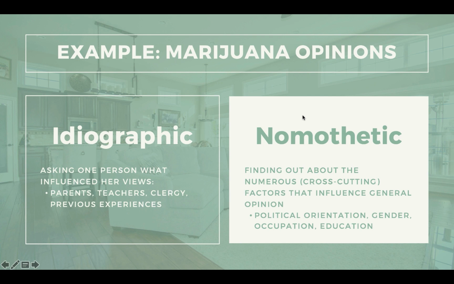And that is what we call an idiographic approach. It's looking for all possible X's that lead to one Y. And usually it's for one specific person.